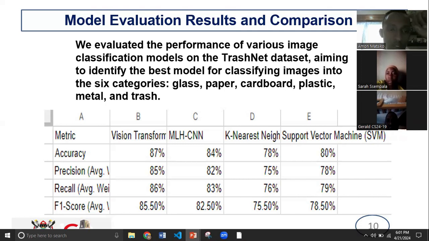From the results we got, as you can clearly see, the Vision Transformer outperforms the rest of the four models, since it breaks down the image into sizable patches that can easily be identified compared to the MLHCNN. So the Vision Transformer performs better than the rest, then the MLHCNN comes in next, and the rest follow. As the trend is now, Vision Transformers are taking over, since they attain high accuracy in terms of the F1 score and the other metrics.